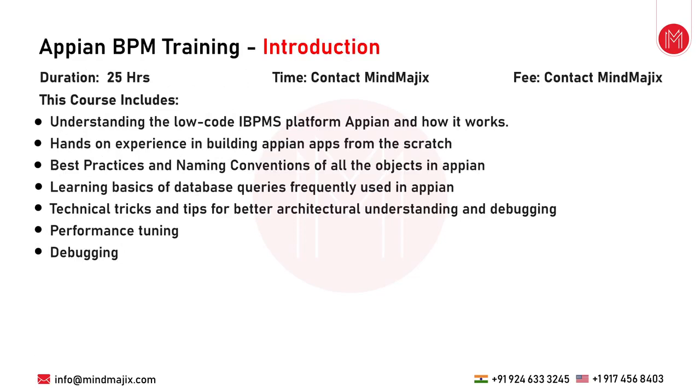What are we going to learn in our next few classes? Let me quickly go through it. So it's understanding the low code iBPMS platform Appian and how it works. It's the low code practice basically. Then building the apps from scratch. Then next is best practices and naming convention of all the objects in Appian. So I will give you an example of how we provide naming convention to our objects. That's a best practice provided by Appian.